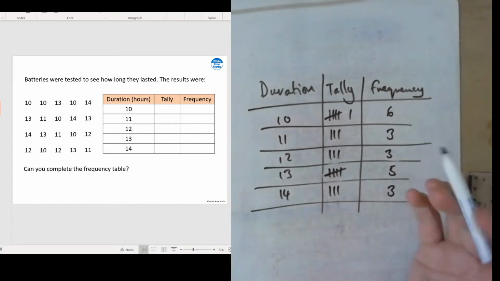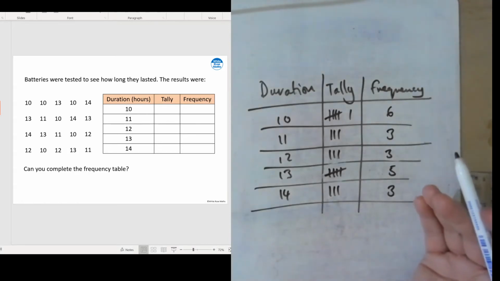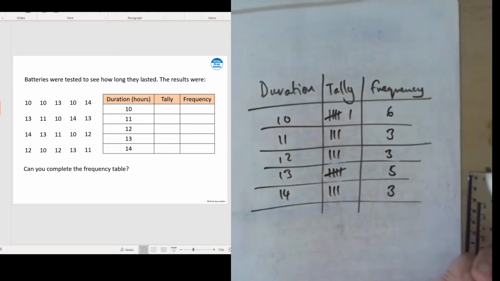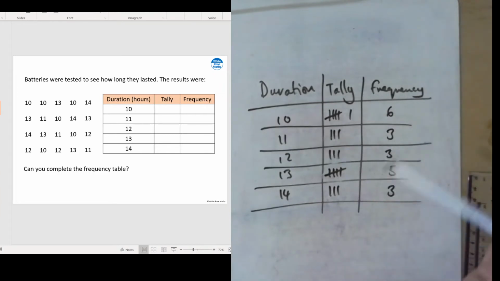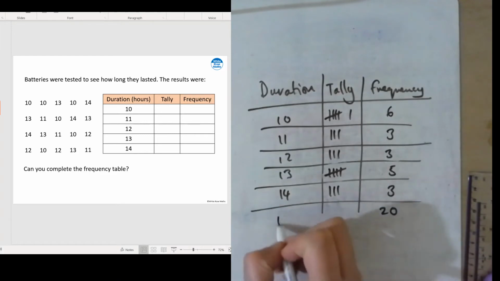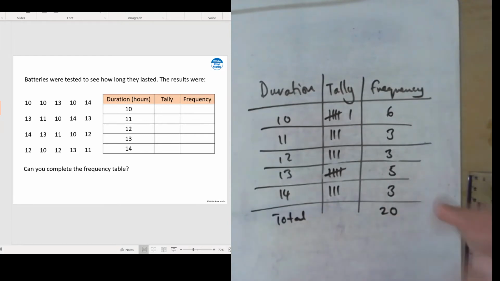Okay, on top of this, they might ask you something else as well. They might say, well, how many batteries were being tested? One way is to count up all the data right there. Another nice easy way is just to add up all this data. So if I add up all these 5, I should get 20, okay? And that's my total. So if I said total, there should be 20 in total, okay?